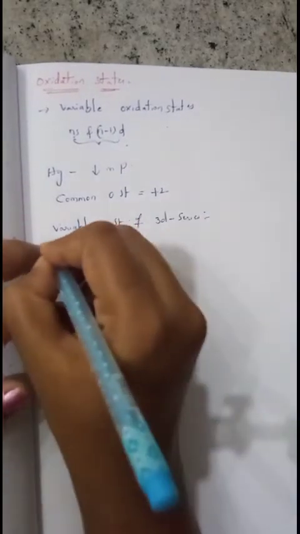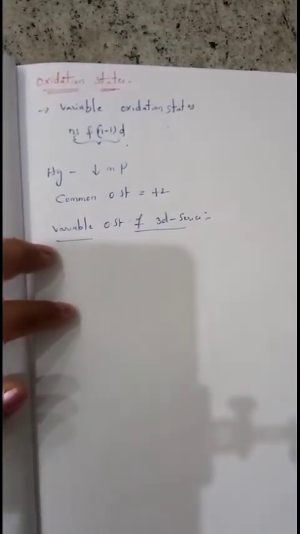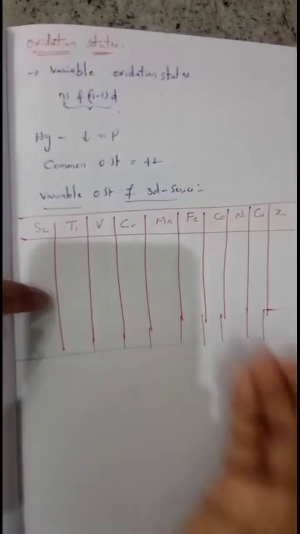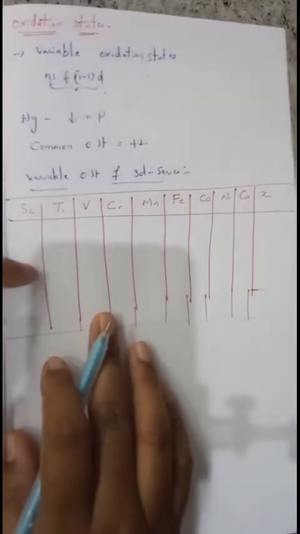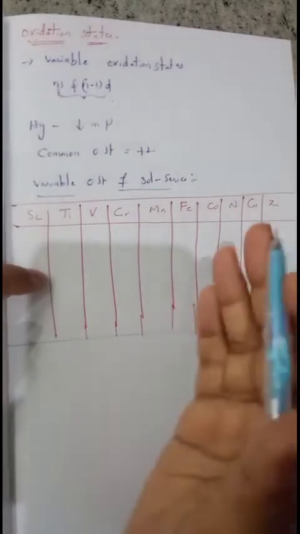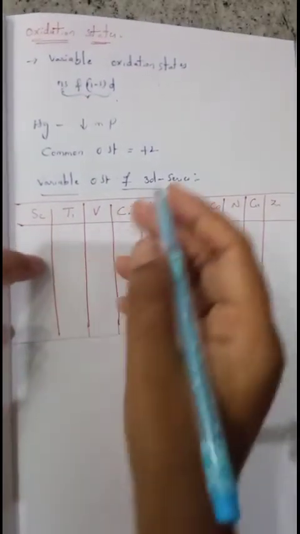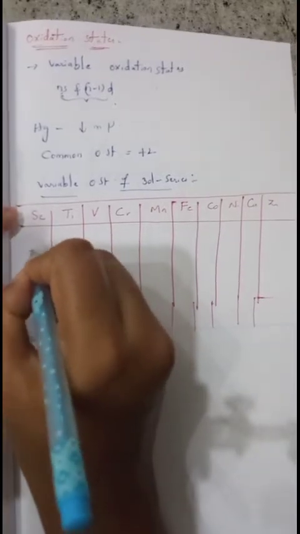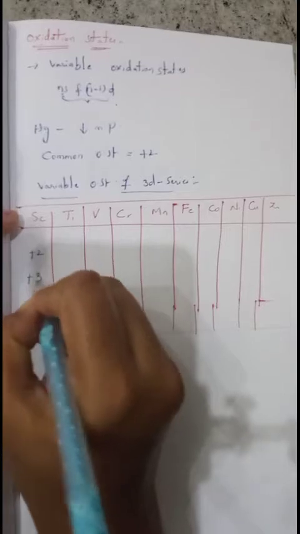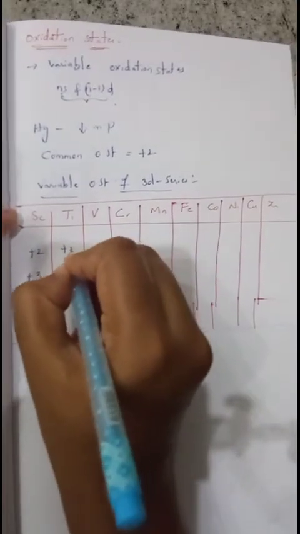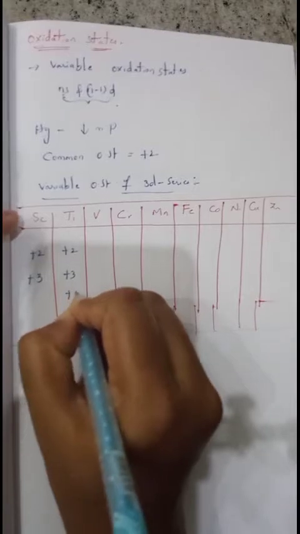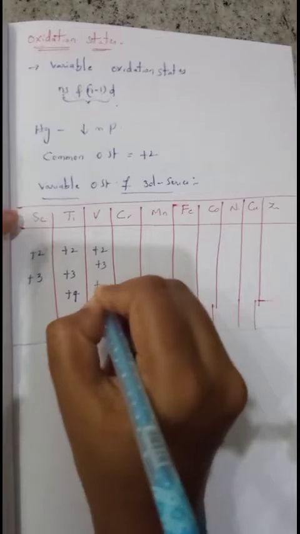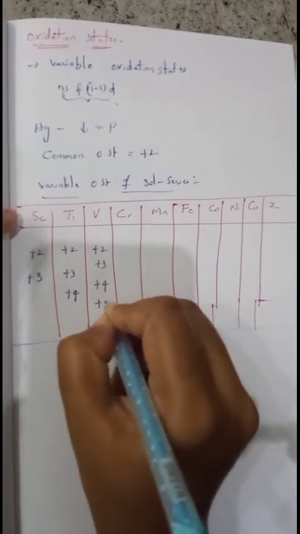3D series means the elements ranging between scandium and zinc. Now we will see the different oxidation states shown by the 3D series elements. The first element in the 3D series is scandium. Scandium can show +2 and +3 oxidation states. Titanium can show +2, +3 and +4. Vanadium can show +2, +3, +4 as well as +5.